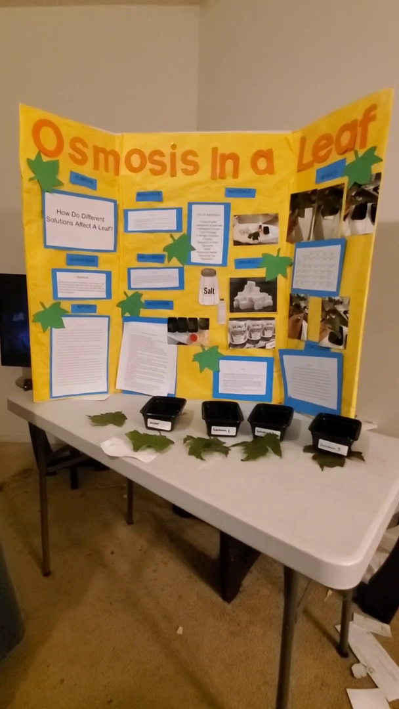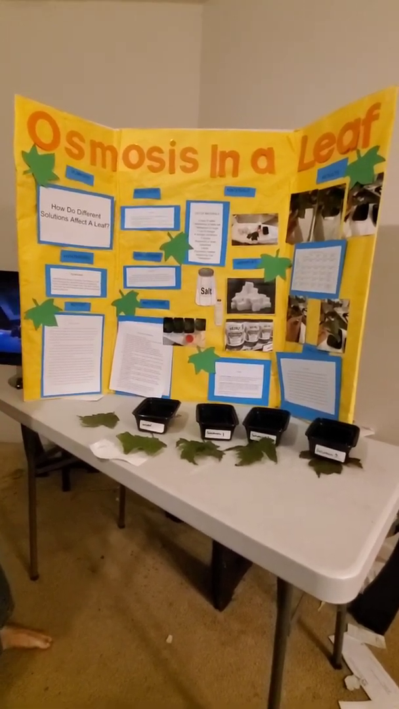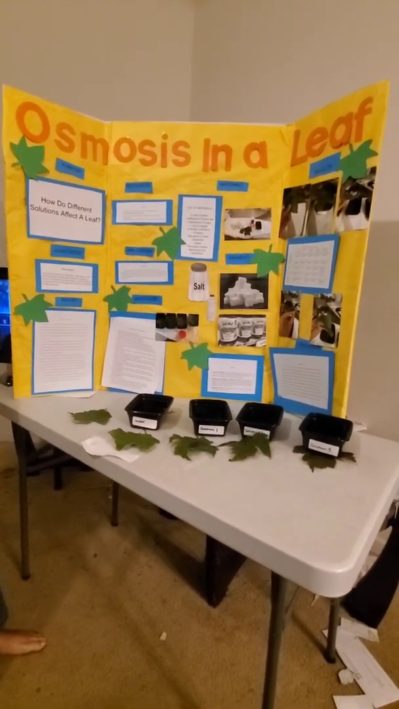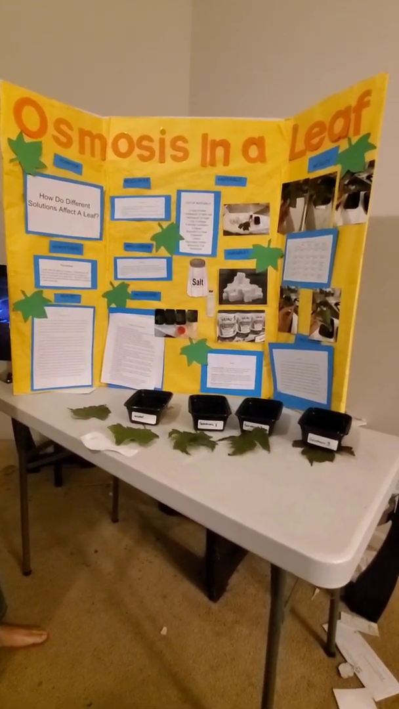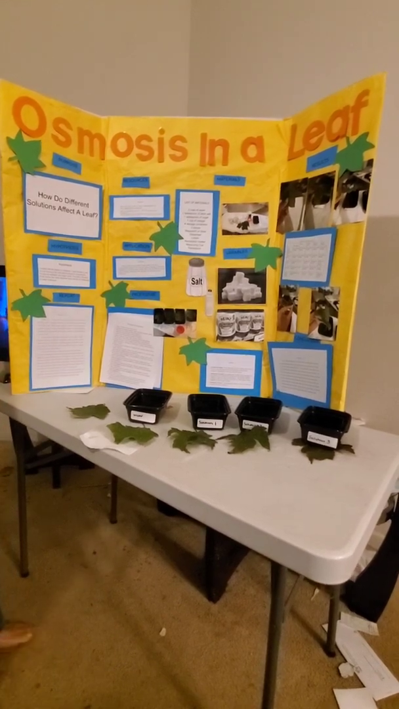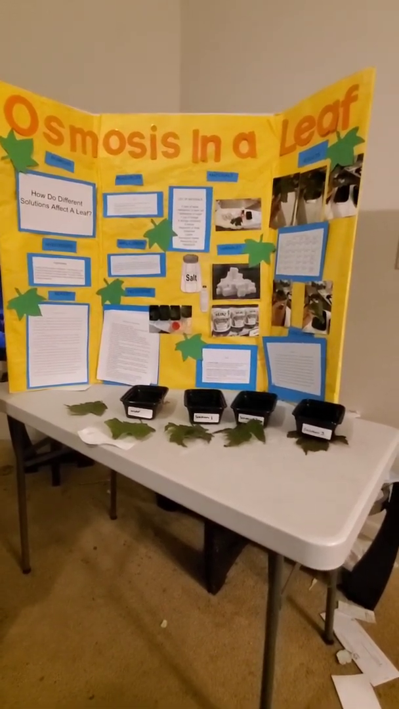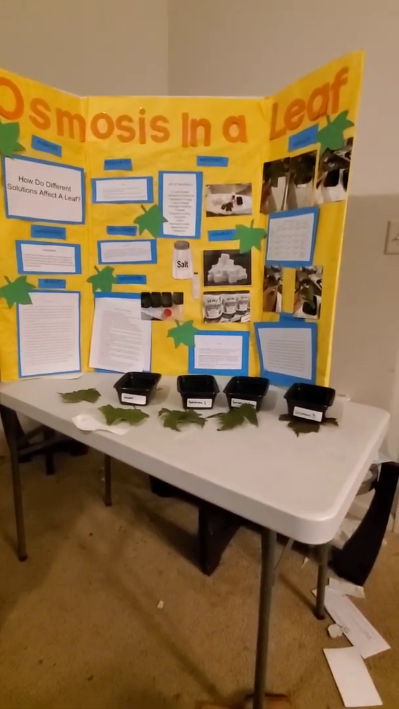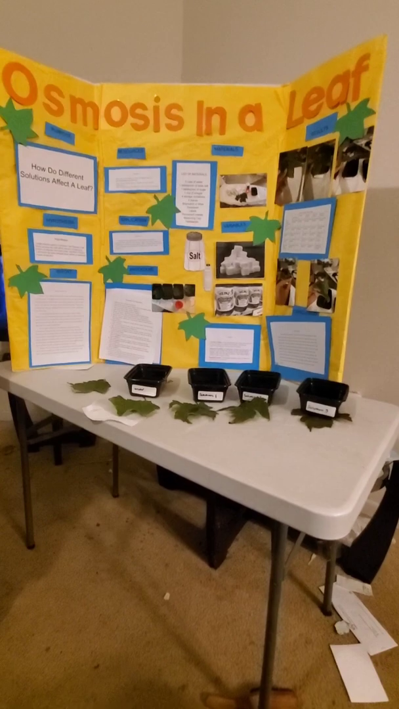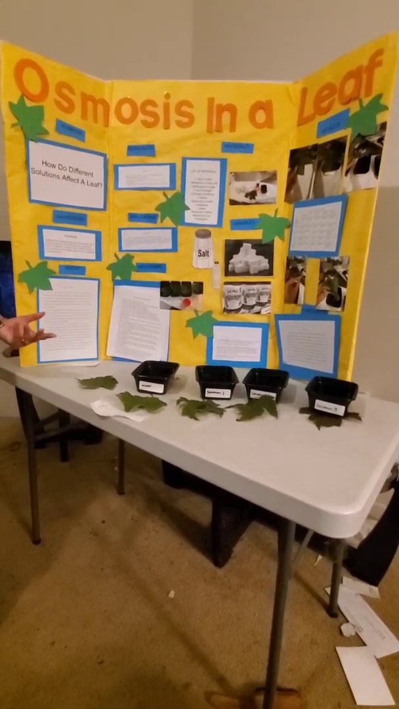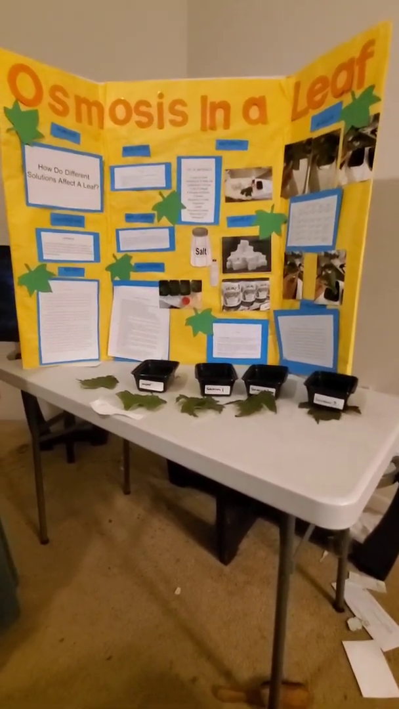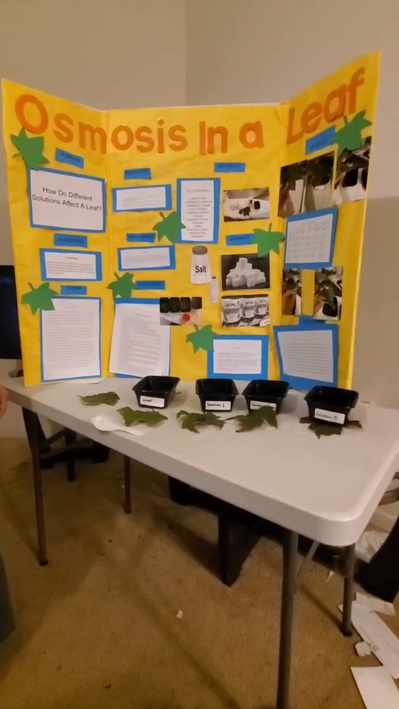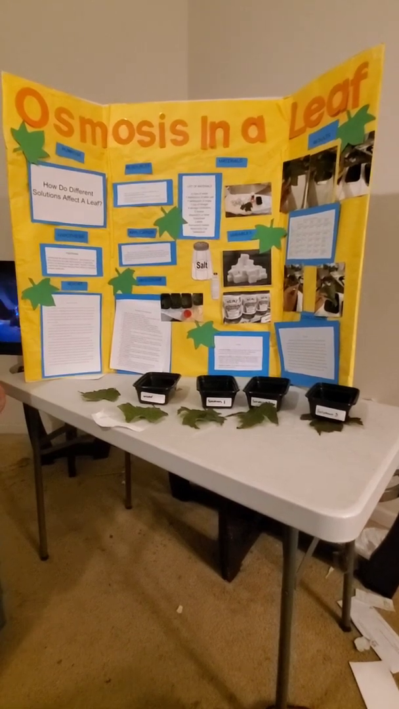And so our hypothesis is that when I place the leaves in the water solution, there will be no change in the leaf. When I place it in solution 1, which will have salt dissolved in the water, and solution 2, which will have sugars dissolved in the water, osmosis will occur where the water will come outside of the cell and the leaves will shrivel. Solution 3, which contains vinegar, there will not be any change in the leaf.